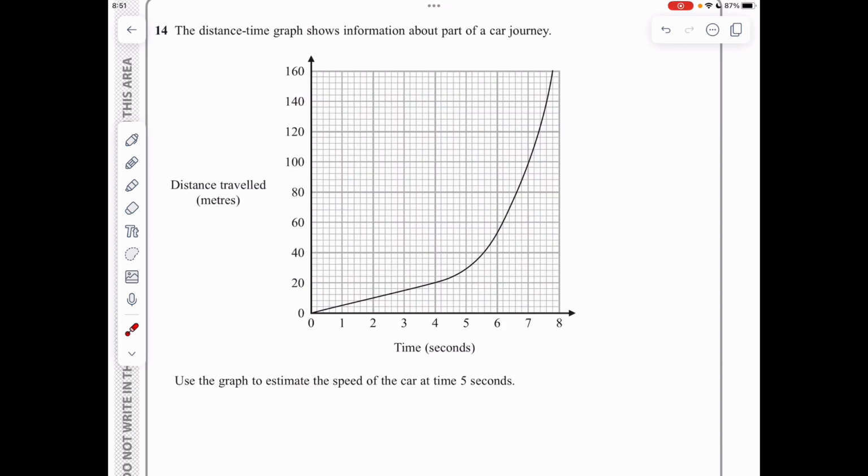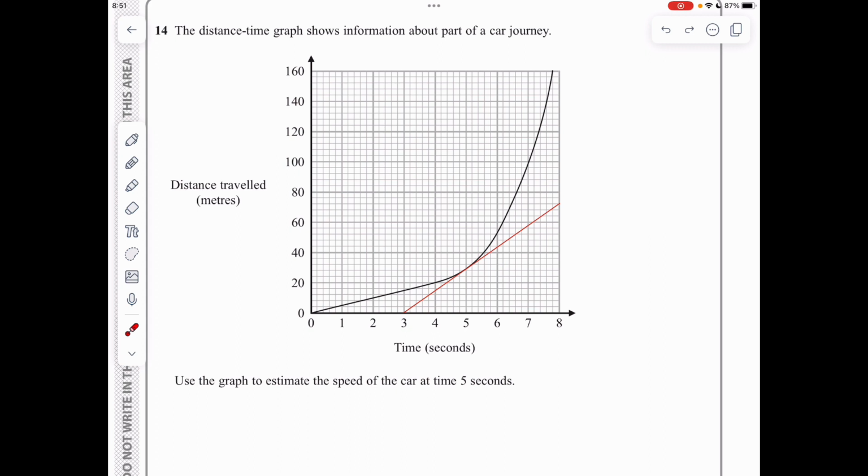In question 14, we've got the distance time graph showing information about part of a car journey, and we need to use the graph to estimate the speed of the car at 5 seconds. Well, we know that in a distance time graph, the speed is given by the gradient of the graph. So we need to draw a tangent at 5, which is a straight line which just touches upon the graph here. So it should be something like this. So we need to find the gradient, and the gradient of this line will be the speed.